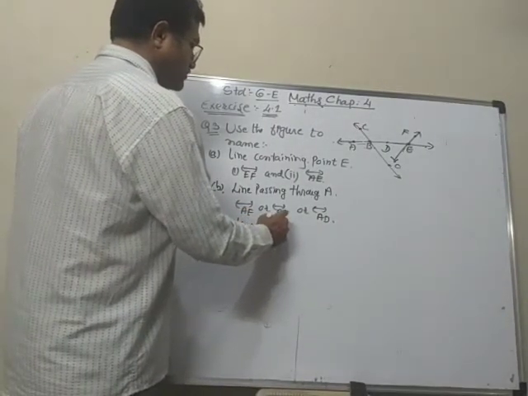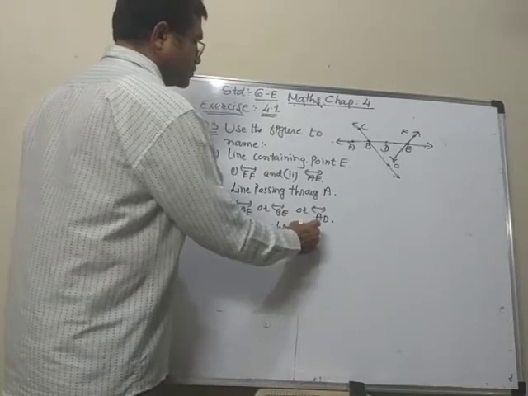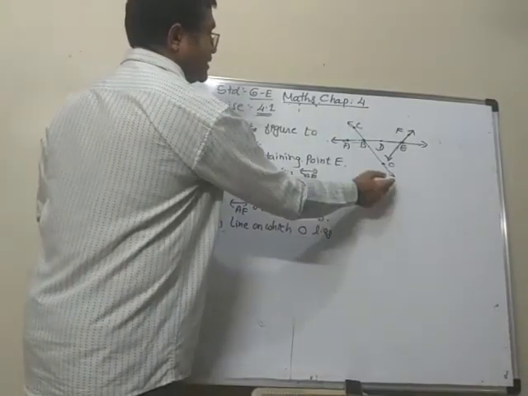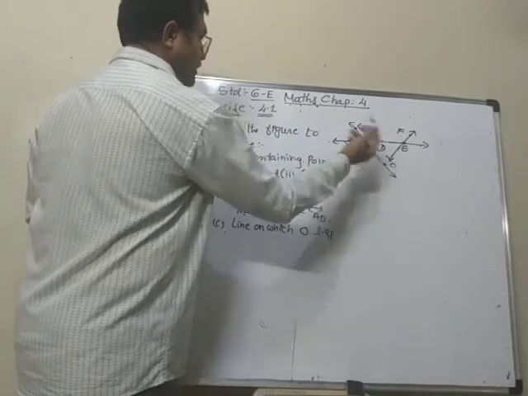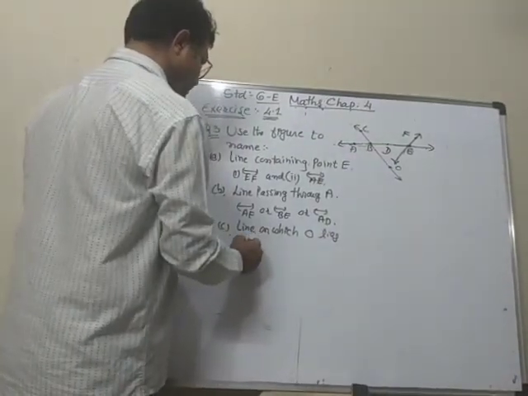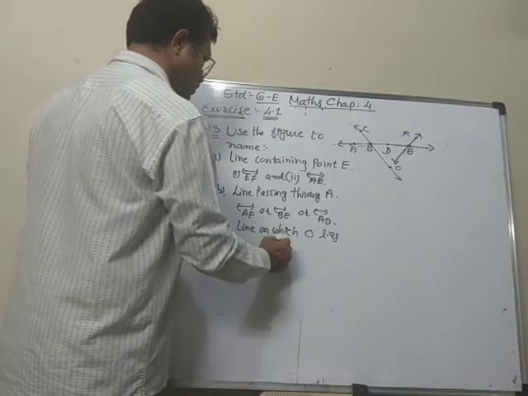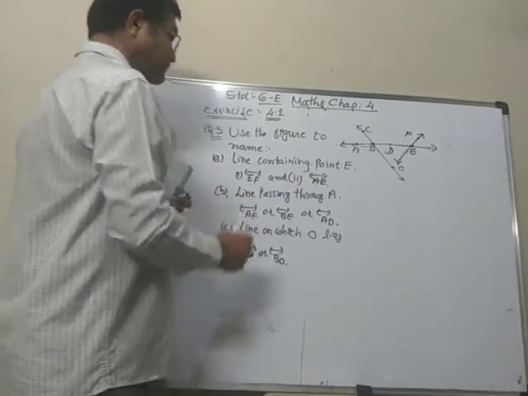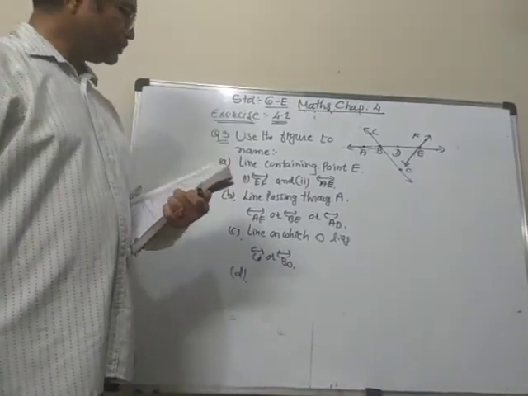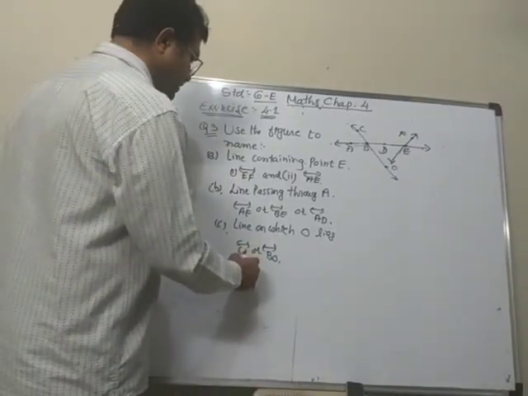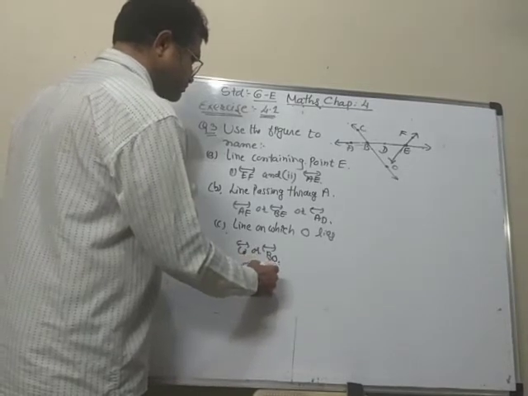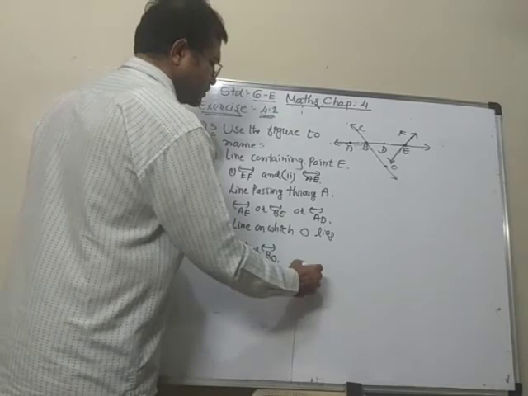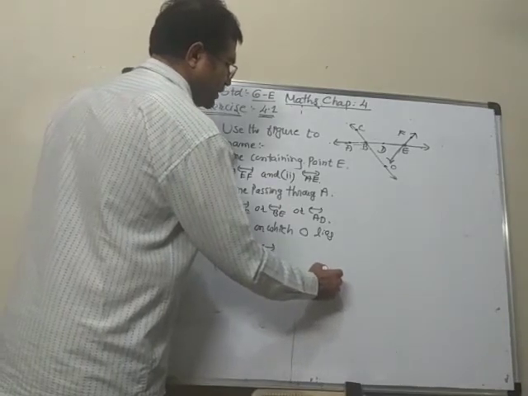C, line on which O lies. You can see that O lies on line CO or line BO. So line CO or line BO. And the last, D, 2 pairs of intersecting lines.